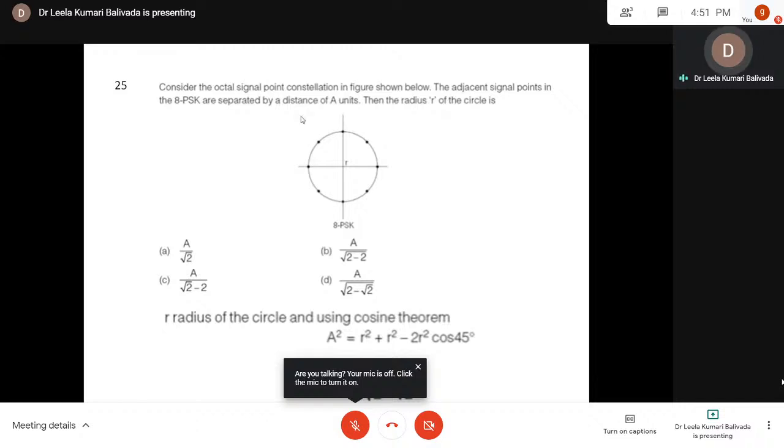By using the cosine theorem, we can write A square equals R square plus R square minus 2R square cos 45 degrees. So we use the cosine theorem to solve for the separation between two adjacent signal points. A square equals 2R square minus 2R square cos 45 degrees, and cos 45 is 1 by root 2. Therefore, A square equals 2R square minus 2R square by root 2. Therefore, R equals A by root over 2 minus root 2. Option D is correct.